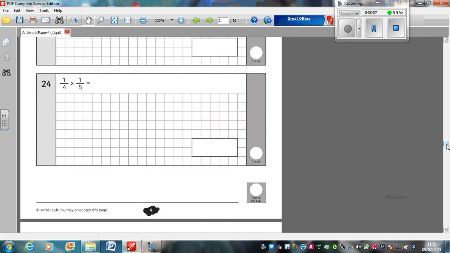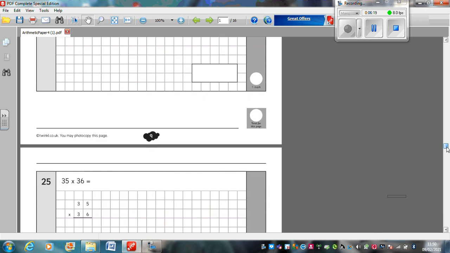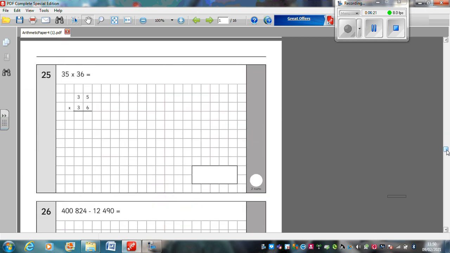Question 24. 1/4 multiplied by 1/5. Can you remember how to multiply fractions? That's right. Times the top, times the bottom. Simplify if you need to. Question 25. 35 multiplied by 36. It's laid out for you there. Can you remember what we need to add here before we do our calculation?